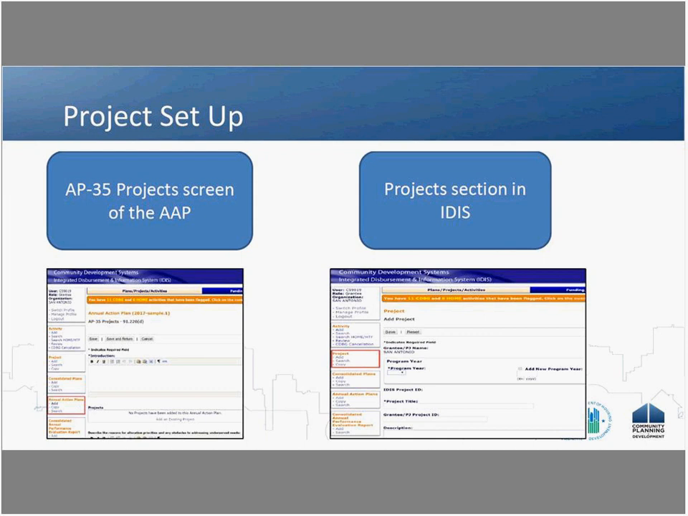ensure accurate CAPER reporting, grantees will need to add their IDIS projects to the annual action plan for their actual accomplishment data to populate correctly in the CAPER. So if the detail is known ahead of time, state grantees are encouraged to set up their projects in the action plan. If not, they can create a project in the IDIS project submenu, and then at a later point throughout the program year, they can add that project through an amendment to the AP 35 project screen in the action plan.